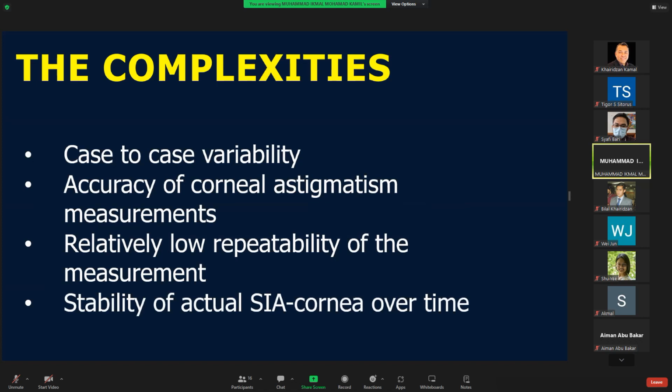And then the fourth challenge is the stability of the actual SIA cornea over time. This means that at post-op 1 month there may be a different diopter of astigmatism, and then at post-op 3 months the corneal astigmatism changes.